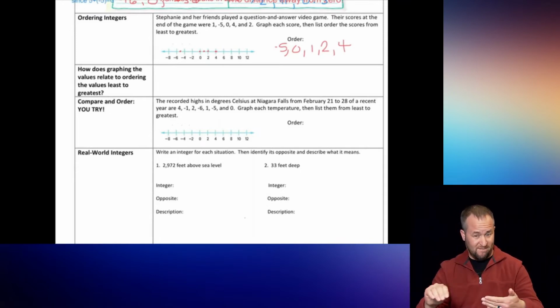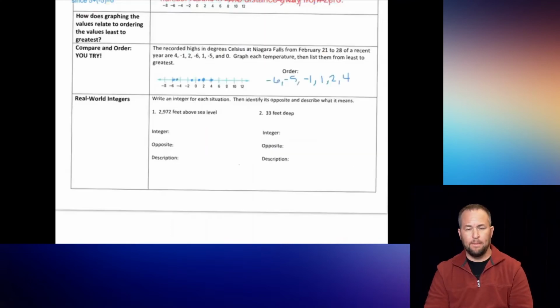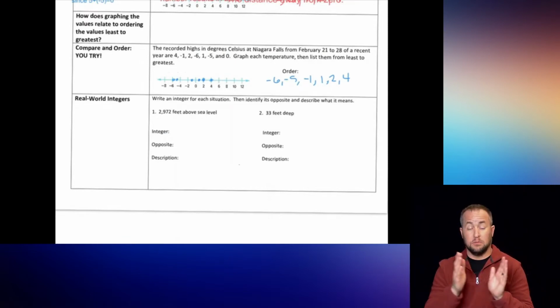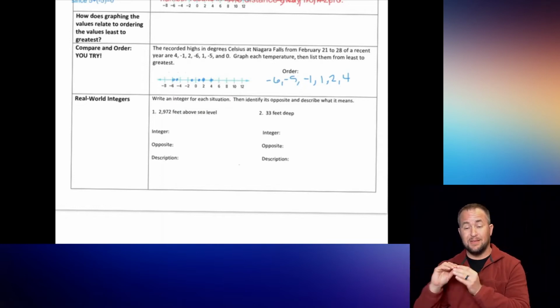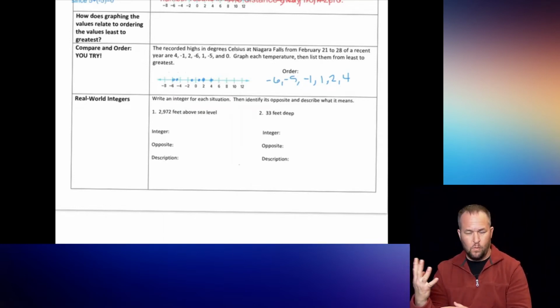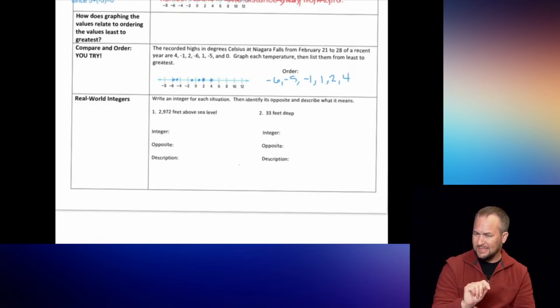Go ahead and do that, pause the video, and then we'll jump back into everything. Great, so here you should have graphed those points. They should match the ones that you see now. And then the order from least to greatest, or from left to right, is -6, -5, -1, 1, 2, and 4. So remember, with negatives and positives, even though 6 looks like it's a bigger number, because it's negative, it's the smallest number, whereas the positive 4 is the biggest.